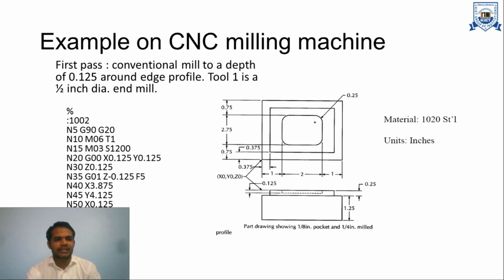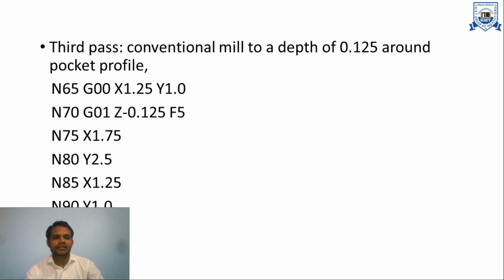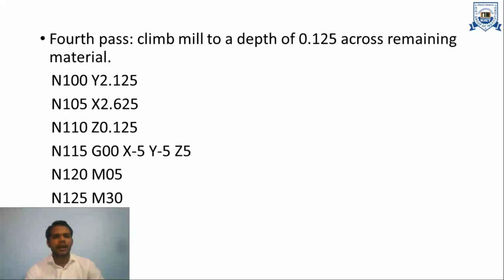So these are the serial numbers, and these are the operations performed on this machining or milling part. There are 4 passes. This is your second pass, you have to study this. This is the third pass, you have to study this. Then you have to learn how to prepare, and this is the 4th pass. You have to learn how to make a climb mill to a depth of 0.1 to 5 across remaining material.